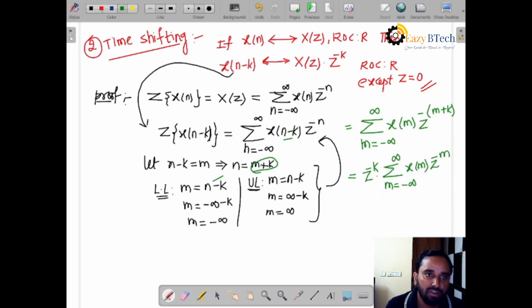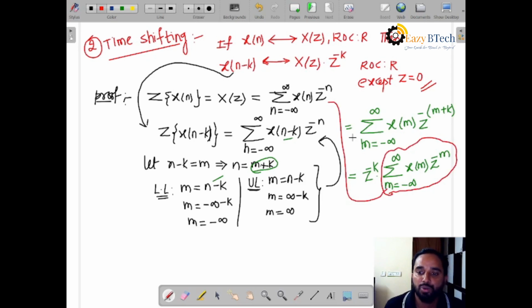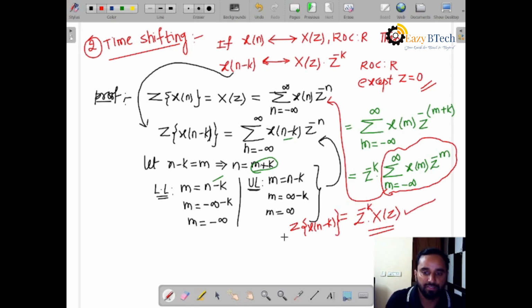This summation is like the z transform formula, right? Just do a comparison and you can understand. So therefore the result is z power minus k into the z transform of x of m, that is capital X of z. This is the answer. So the z transform of x of n minus k is z power minus k times X of z.